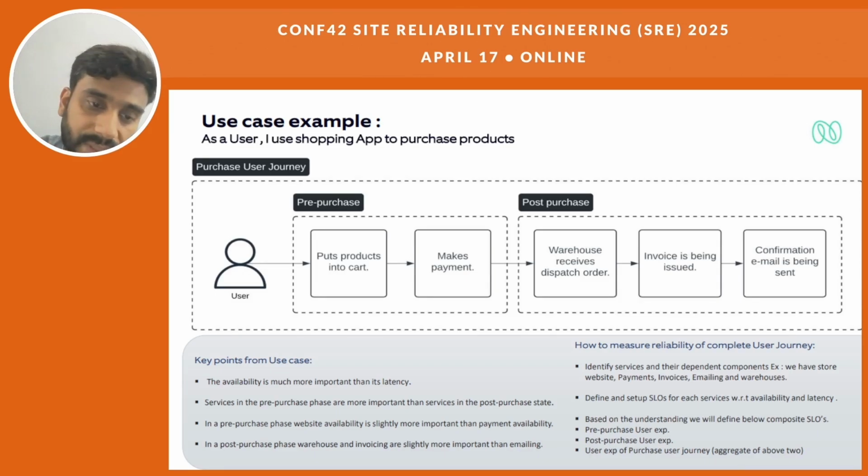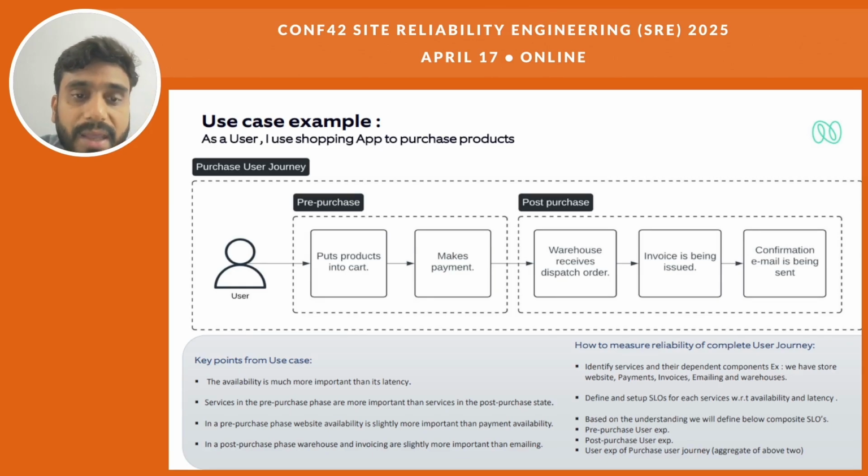So in the pre-purchase, website availability is slightly more important than payment availability, of course, because if the website is not available, the user can't go and purchase the part, and then the payment availability is needed. So accordingly, from this user journey, we need to define which are the critical components, which are the critical services, and accordingly we need to define the metrics for those services.